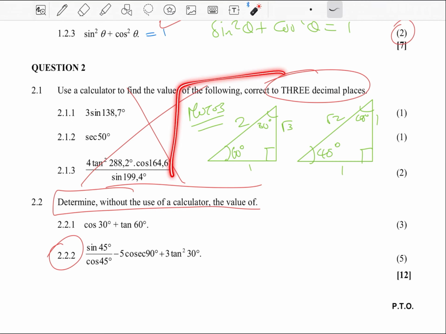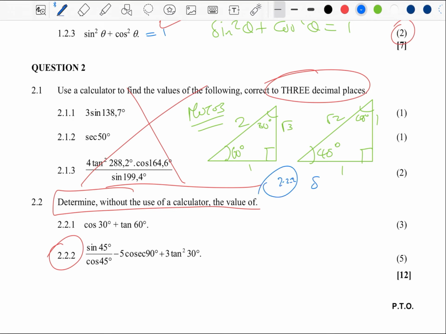So now we're going to use these two famous triangles. You need to remember them to be able to calculate these trigonometric expressions without a calculator. You need to always use these triangles. And then from there it becomes really, really easy. Okay, so how do you do this? So you've got sine, we're doing 2.2.2.